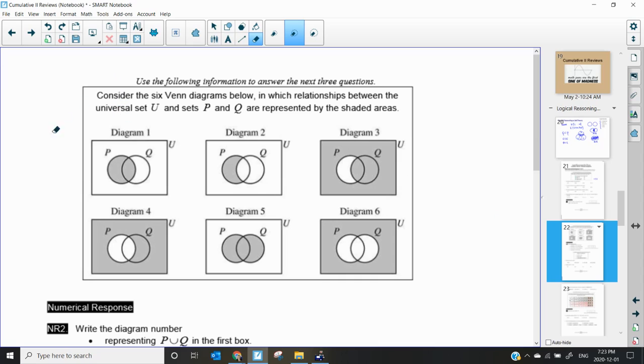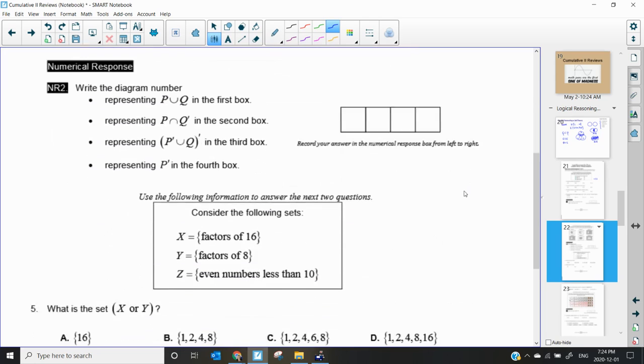All right, moving on. Remember that we did a lot of work with shading diagrams. So it's important that you go back into your original notes to look at all of the different types of shading that we had. I'm going to take a look at the next example here.